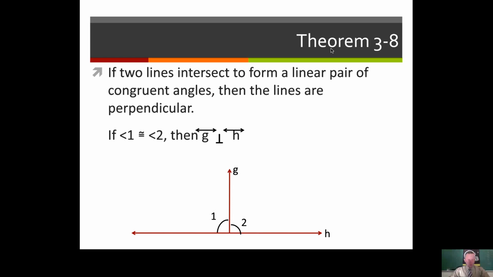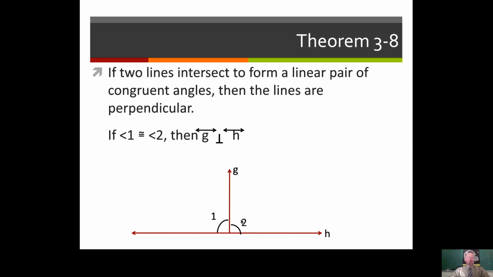Here's your first one. It's theorem 3.8. If two lines intersect to form a linear pair of congruent angles, then the lines are perpendicular. Think about this for a second. If angle 1 is congruent to angle 2, can you prove that line G is perpendicular to line H?